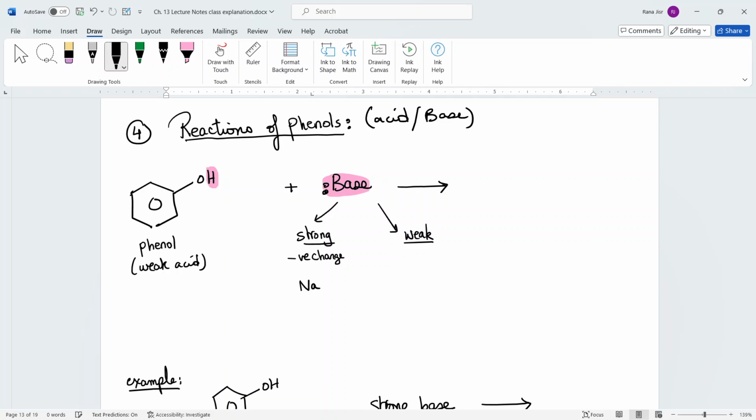Let's have an example. If I say sodium hydroxide, NaOH, I know that the OH has 3 lone pairs. It's a negative charge because sodium is positive. This is an ionic bond. So I know that sodium hydroxide is a strong base because of the negative charge. Same thing as potassium hydroxide. These are examples of strong bases, okay?